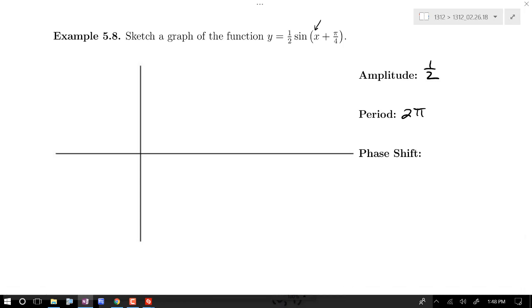And it's x plus pi over 4. So in x plus pi over 4, the coefficient on x is already just 1 inside that function, which means that pi over 4 is our phase shift. We just need to also include the direction. It's a plus pi over 4, which means we're going to go to the left.